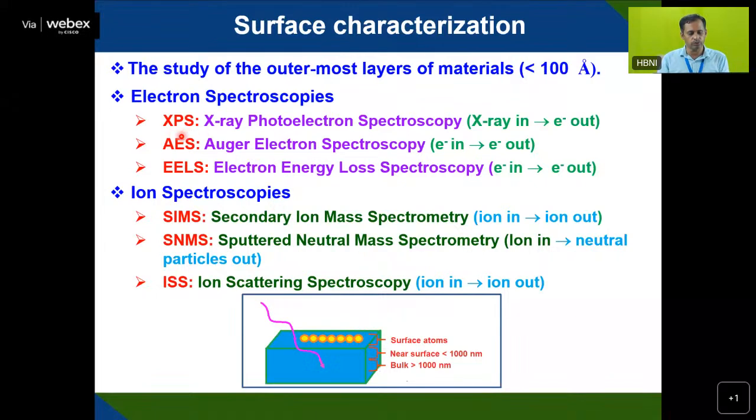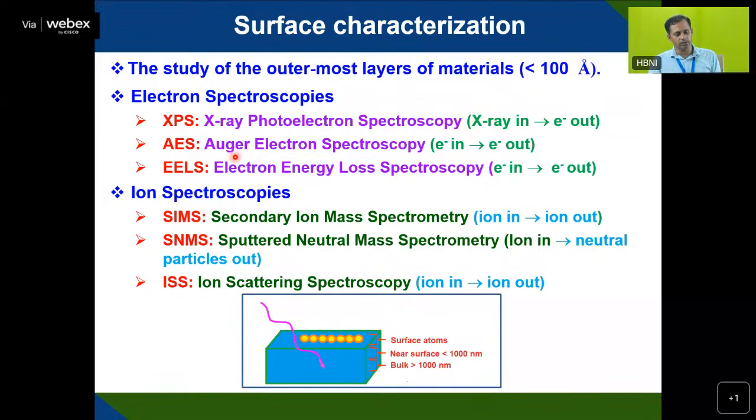If you go for electron spectroscopy, the first one that comes is X-ray photoelectron spectroscopy, or XPS. It is also called ESCA. In XPS, X-rays irradiate the matter and electrons come out. The X-ray will fall on the top surface, at the atomic scale, less than 100 angstrom, and X-ray goes in and electron comes out in X-ray photoelectron spectroscopy.